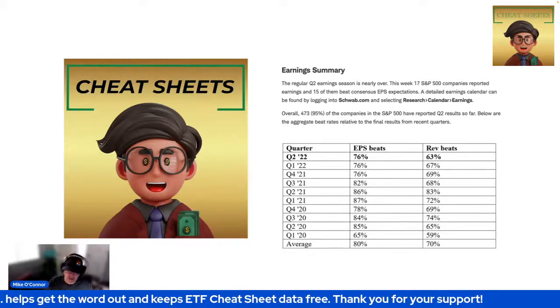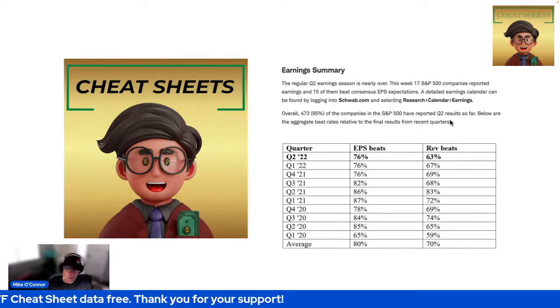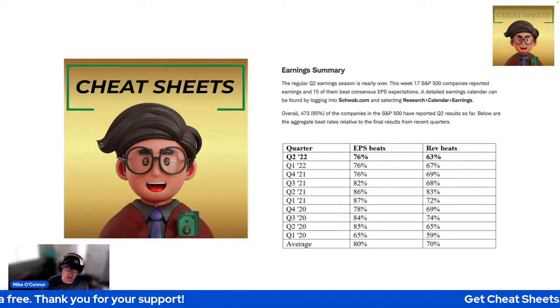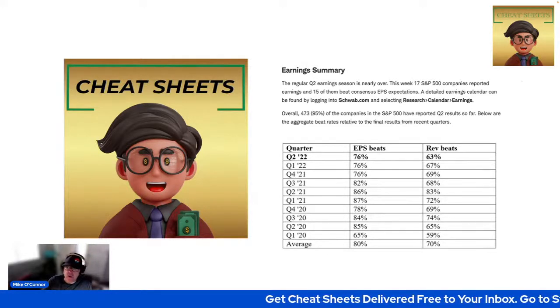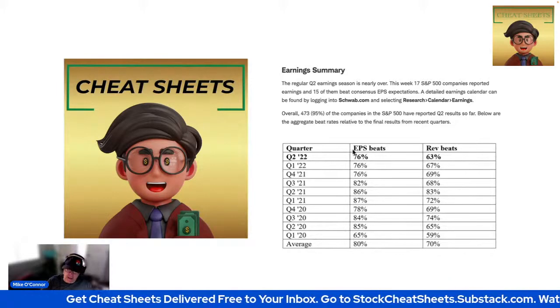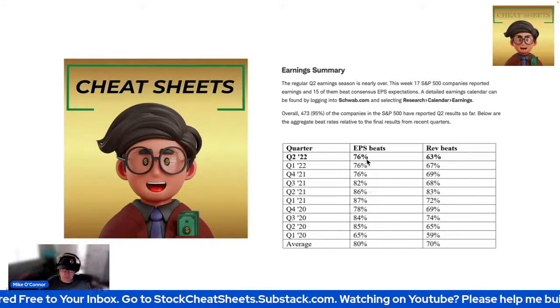So we do pay attention to this, and we notice that well over 9 in 10 companies now have reported second quarter earnings. I think it's about 475 total have reported results. And the EPS beats are interesting. The fact is that we've kind of held pretty well, right?